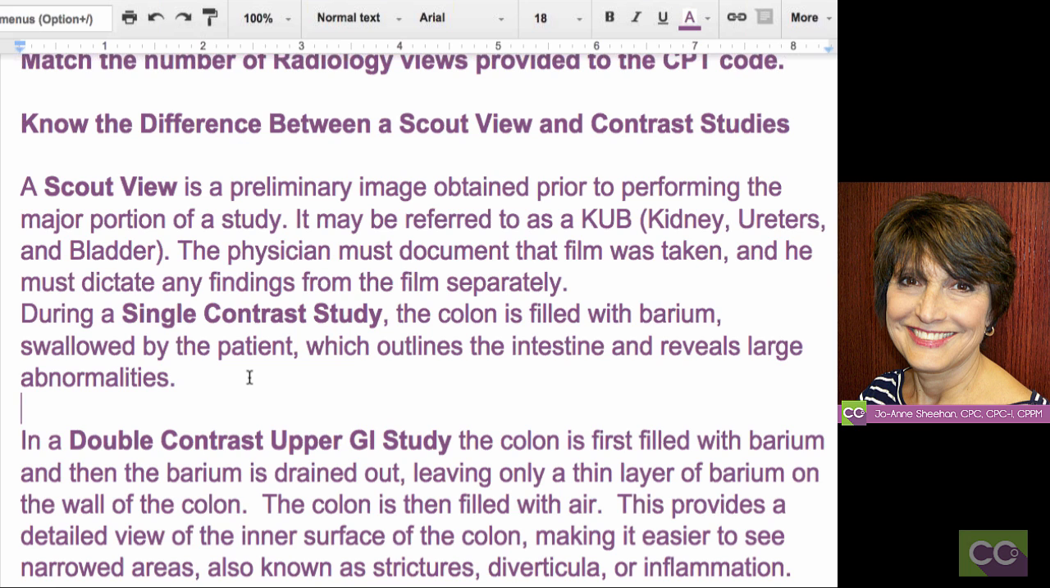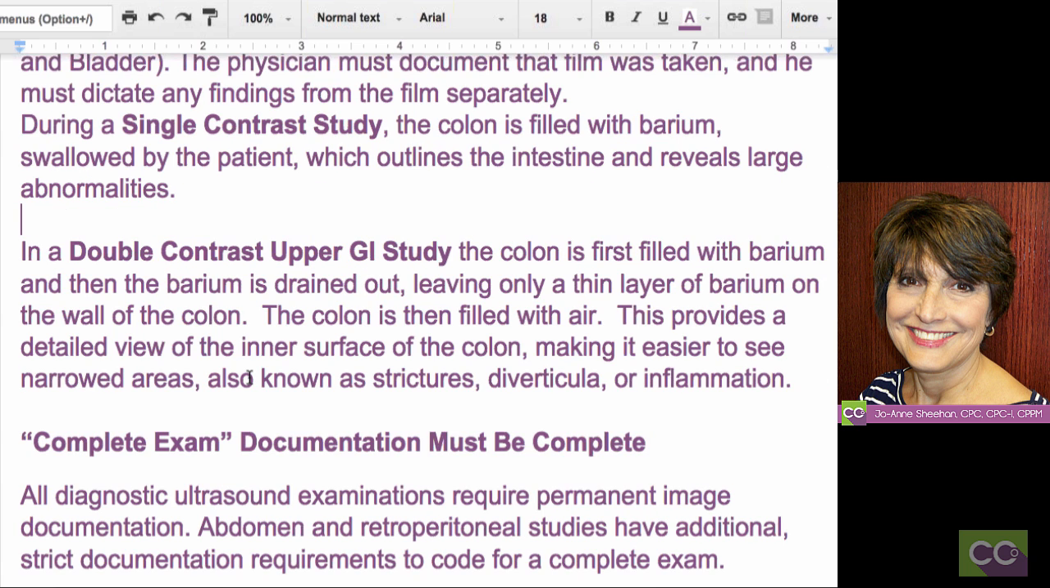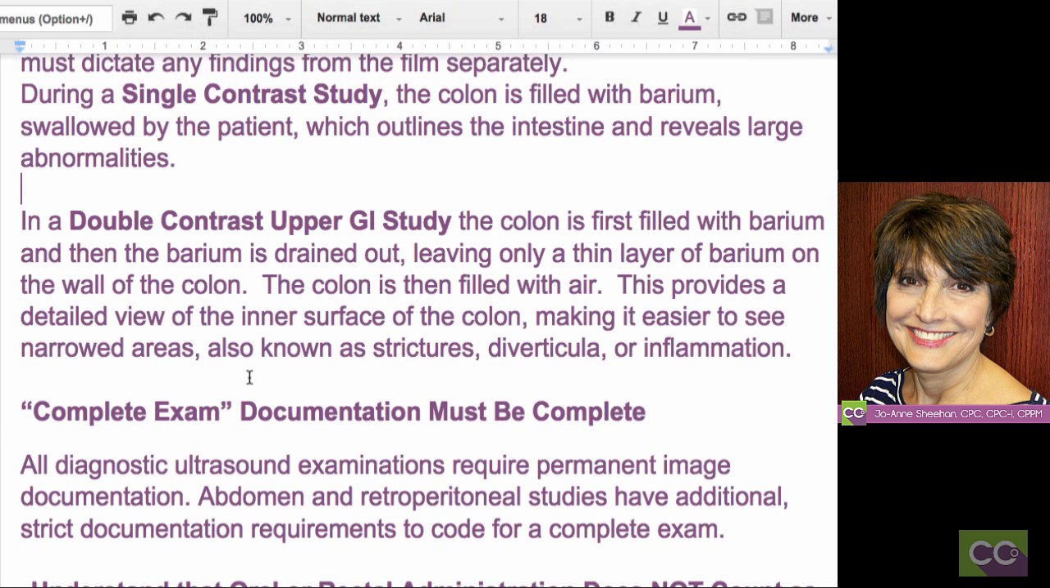But understanding a single contrast study, as an example, is when the colon is filled with barium, swallowed by the patient, which outlines the intestine and reveals large abnormalities. And then there's the double contrast in an upper GI series where the colon is first filled with barium, and then the barium is drained out, leaving only a thin layer of barium on the wall of the colon. The colon is then filled with air, and this provides a detailed view of the inner surface of the colon, making it easier to see narrowed areas known as strictures, diverticula, or inflammation.